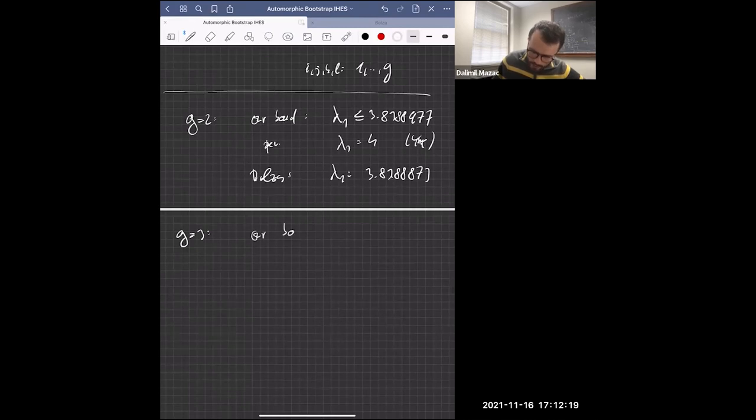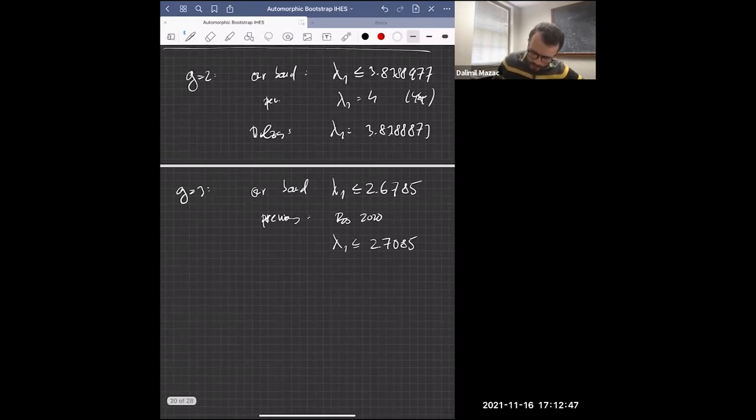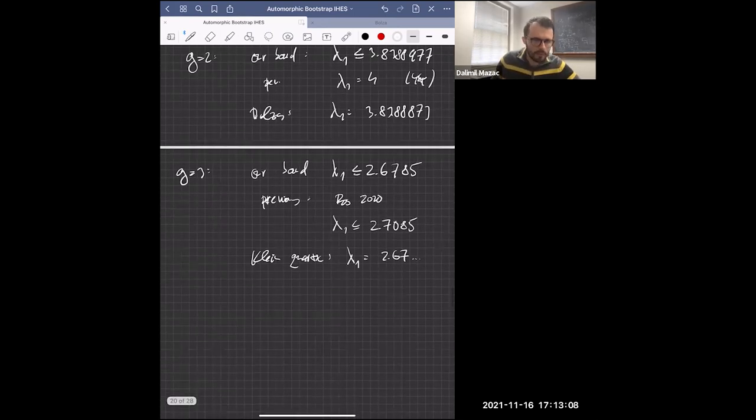where our bound at genus three, so using three different external operators, is lambda one less than or equal to 2.6785, where the previous best known bound was published last year, 2020, where Ross showed that lambda one is bounded by 2.7085. So it's pretty close to our bound. But you can compare it to an actual surface, the most symmetric surface in the genus three moduli space, which is the Klein quartic, and whose lambda one is 2.67. And we don't know the following decimal places. So again, to this order, our bound agrees with the most symmetric point in the moduli space.